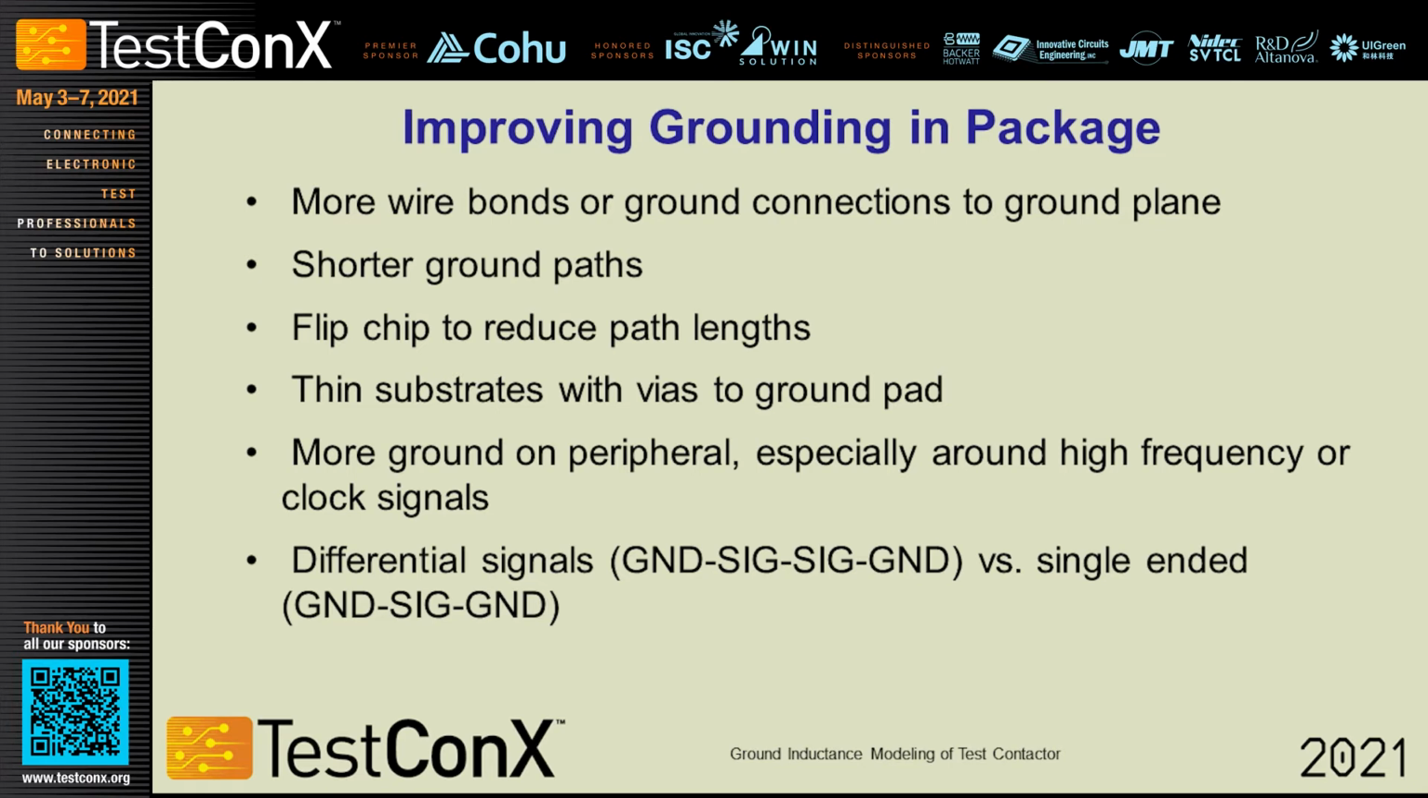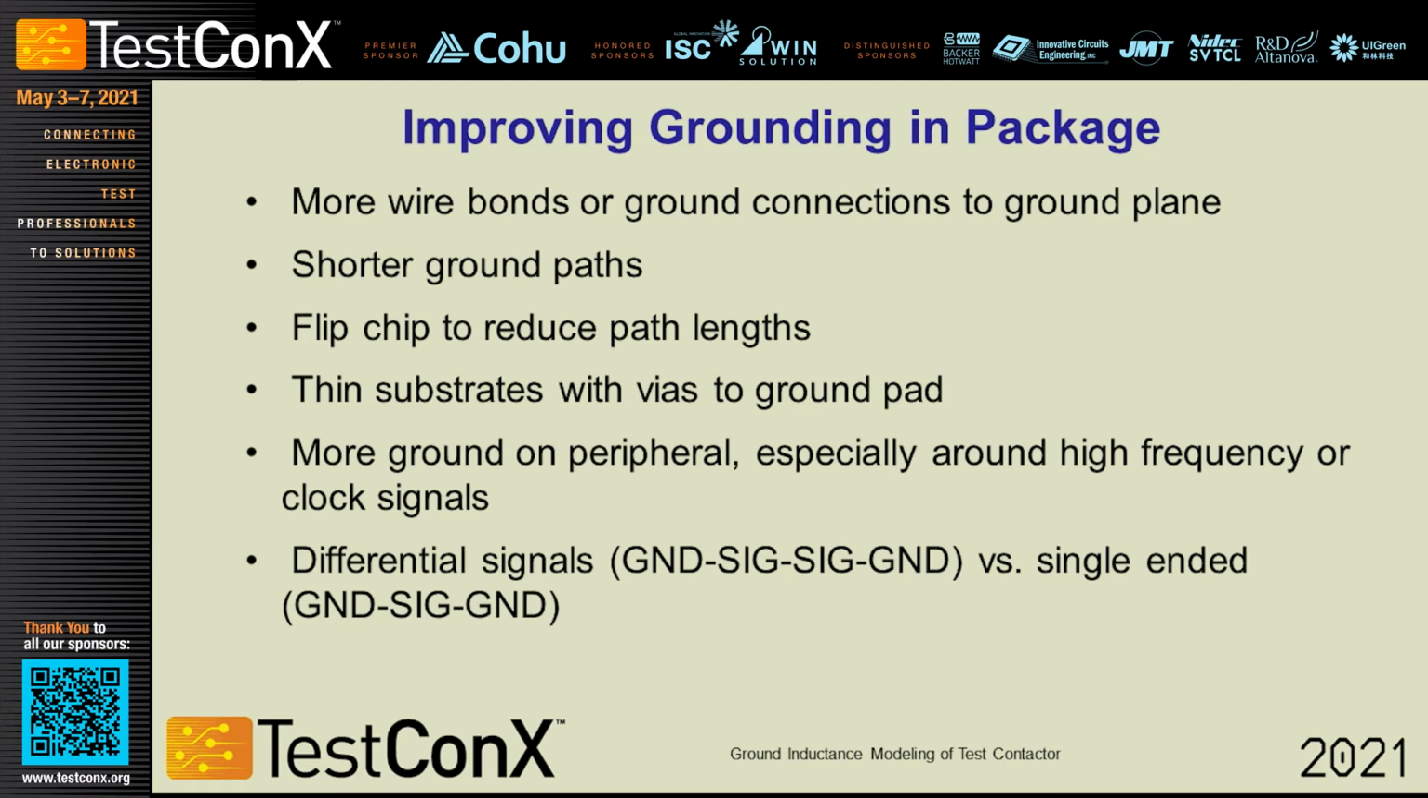A lot of times customers will use flip chip or mount the device on a circuit board to have paths to the ground pads or the ground plane to reduce the lengths. If these devices are actually on a substrate, making that substrate thinner, so the vias to the ground paddle are short, definitely decreases the ground inductance. Putting more grounds on the peripheral, especially around high frequency or clock signals, is real important.